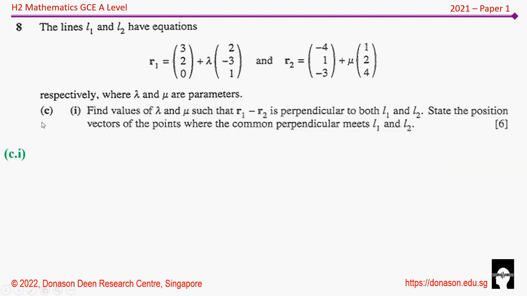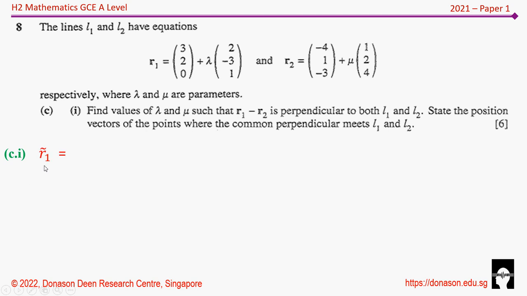Now let's go to the C part 1. We are told to find the value of lambda and mu such that R1 minus R2 is perpendicular to both line L1 and L2, and then we are told to find the position vector of the points where the common perpendicular meets the line L1 and L2. If we can successfully do all of that, we would get another 6 marks. So let's see how to do C part 1.